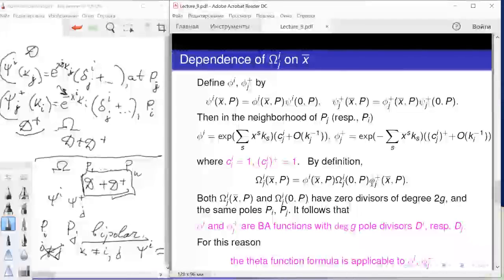In some sense, we singled out the bipolar differential omega ij in the middle here, but the profit we have is the following: phi upper i and phi cross lower j are already Baker-Akhiezer functions with degree g pole divisors.